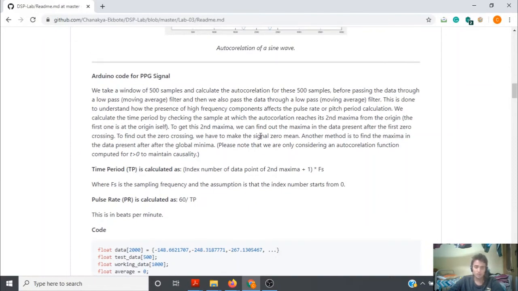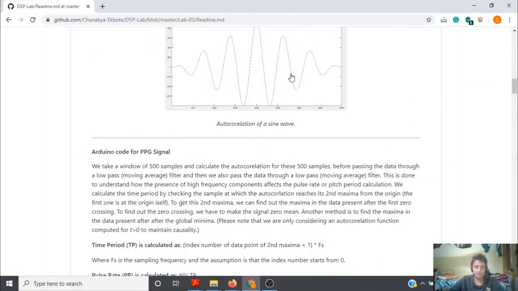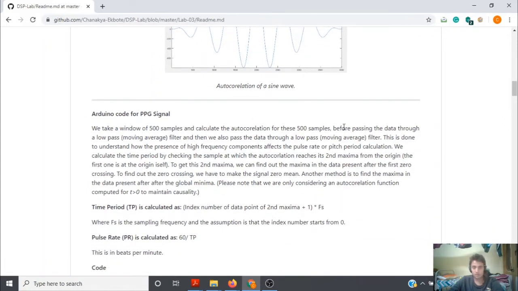So in our code, we have done more or less the same process as I explained earlier, but we have around 2000 samples. 2000 samples might be difficult for a few processing systems to process. Hence, we divide this into 4 windows of 500 samples.